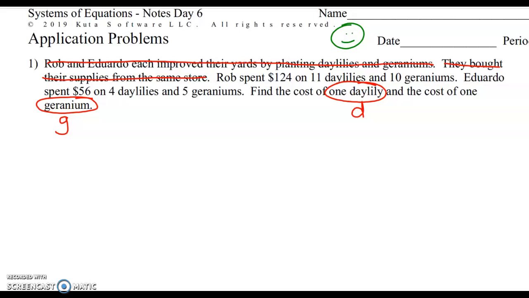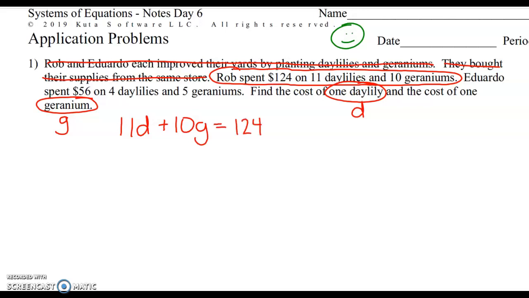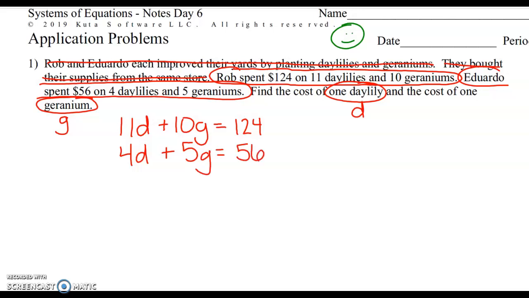Rob spent $124 on 11 daylilies and 10 geraniums. So if I want to figure out his cost equation, that means that 11 times the amount that the daylilies cost plus the 10 geraniums he bought times however much the geraniums cost equaled $124. And then we have Eduardo here. Eduardo spent $56 on 4 daylilies and 5 geraniums. So 4 daylilies plus 5 geraniums cost $56. So we're going to find the cost of one daylily, which we call D, and a geranium, which we call G. So you have your system here.